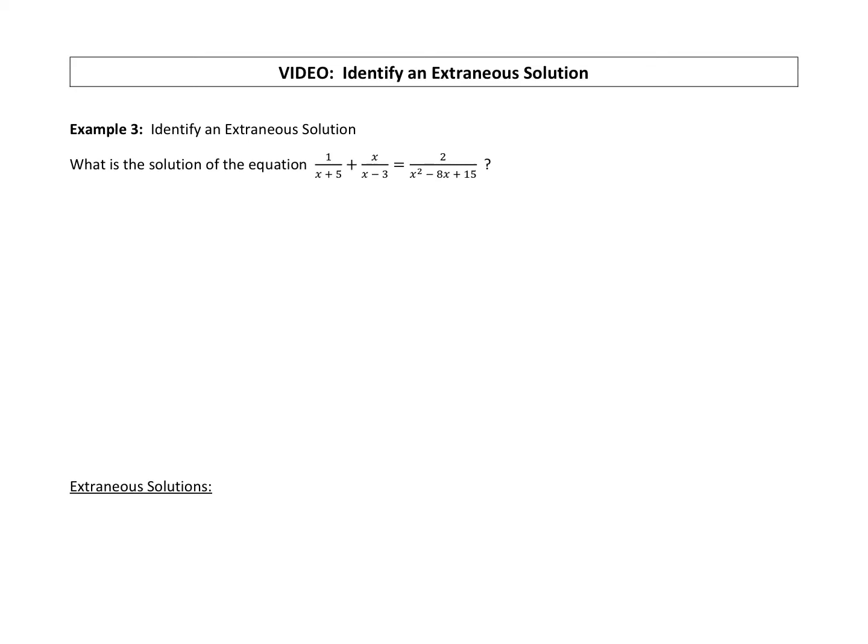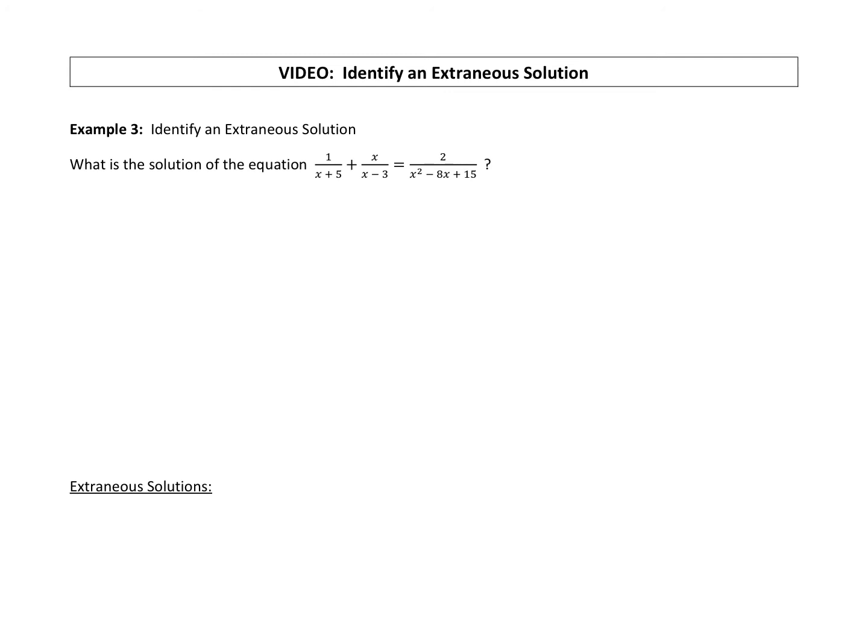All right, moving on to our next example, we're going to continue to solve our rational equations. We're going to multiply every term by the denominator, or a common denominator if you have more than one fraction like we have in this example. We're going to identify our domain, all that good stuff.